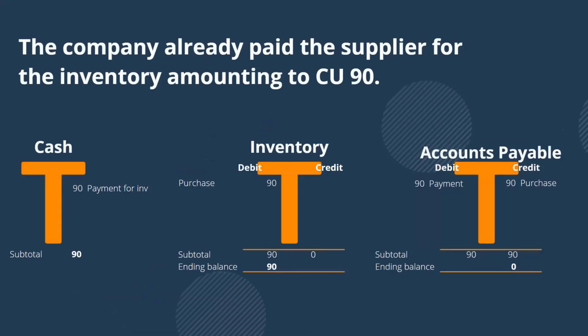The company already paid the supplier for the inventory amounting to 90 currency units. So now, we will understand this transaction by determining what the company did. It paid the supplier, so there is a corresponding decrease in cash amounting to 90 currency units, and then there is a corresponding decrease in accounts payable amounting to 90 currency units. With this, the transaction is again balanced since we have a credit on one side and a debit on the other side.